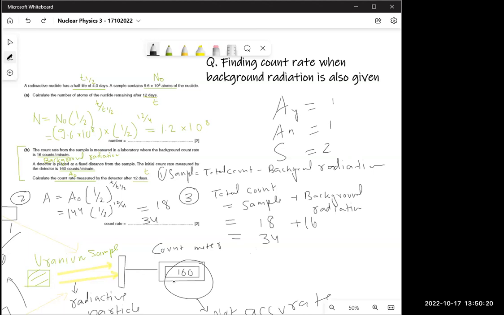Now on the screen, you have the question. This is the question right here. On the top, write that, then write the answer here. That's the question, then answer. First step, sample is equal to total count minus background radiation. Second step, A is equal to A naught half raised to power this. And third step, total count is sample plus background radiation. Okay, sir. I'll write that.